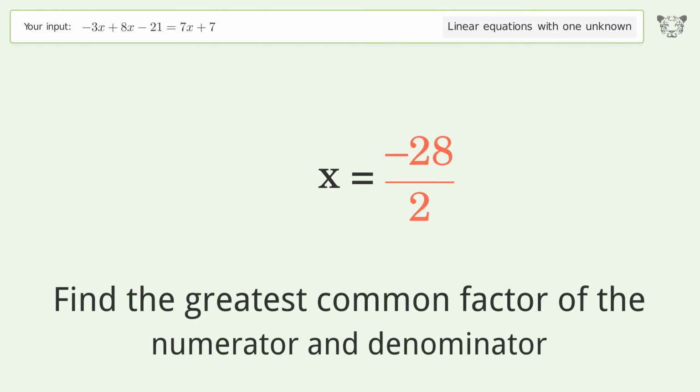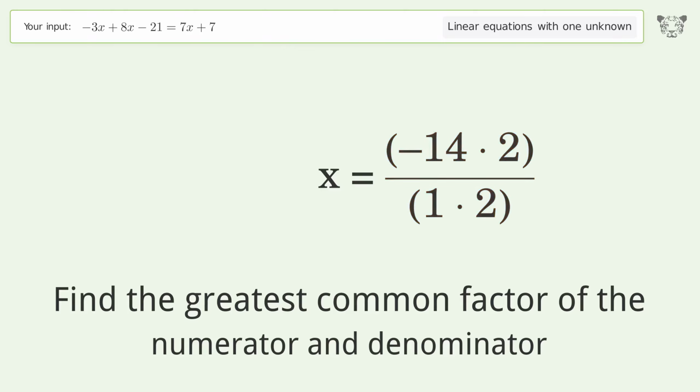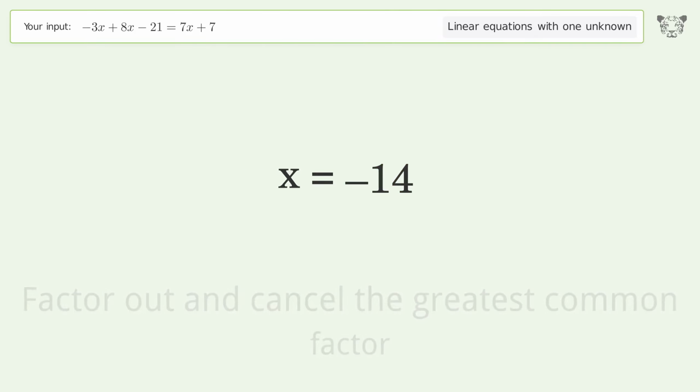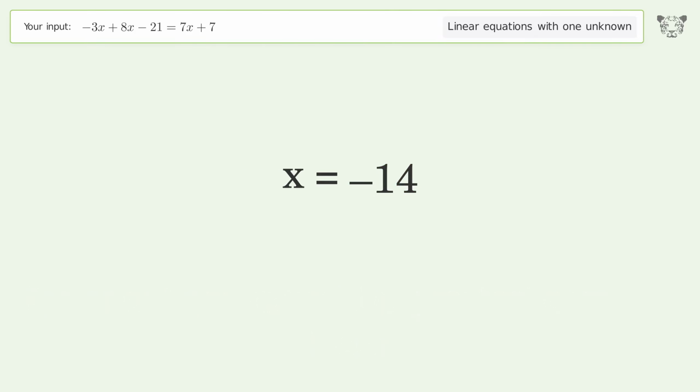Find the greatest common factor of the numerator and denominator. Factor out and cancel the greatest common factor. And so the final result is x equals -14.